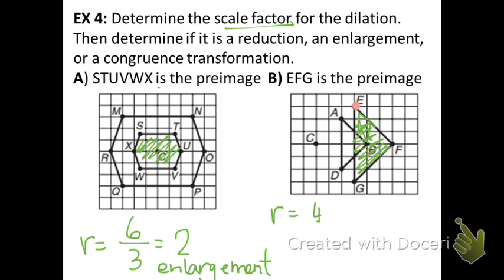It's 4 over the length from E to G, and we can just count that. 6, and then we'll reduce that and we get 2/3. So we can see that because that's less than 1, it's called a reduction.